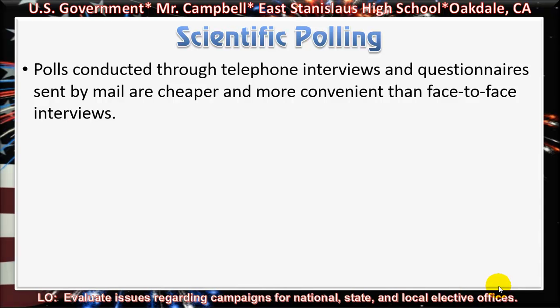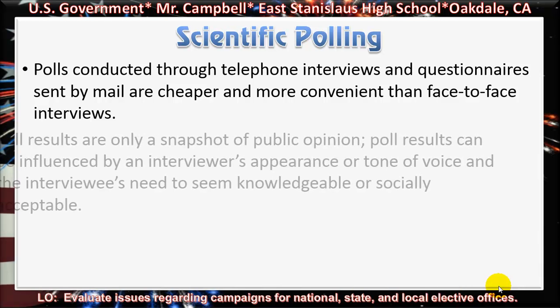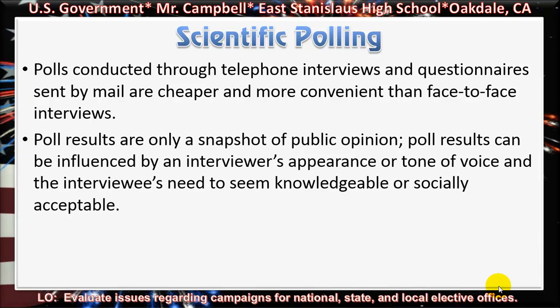Polls conducted through telephone interviews and questionnaires sent by mail are cheaper and more convenient than face-to-face interviews. Poll results are only a snapshot of public opinion. Poll results can be influenced by the interviewer's appearance or tone of voice, and the interviewees need to seem knowledgeable or socially acceptable.